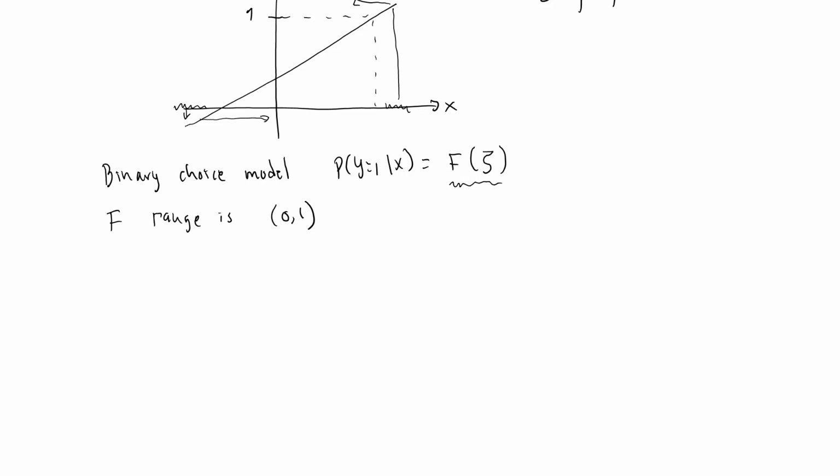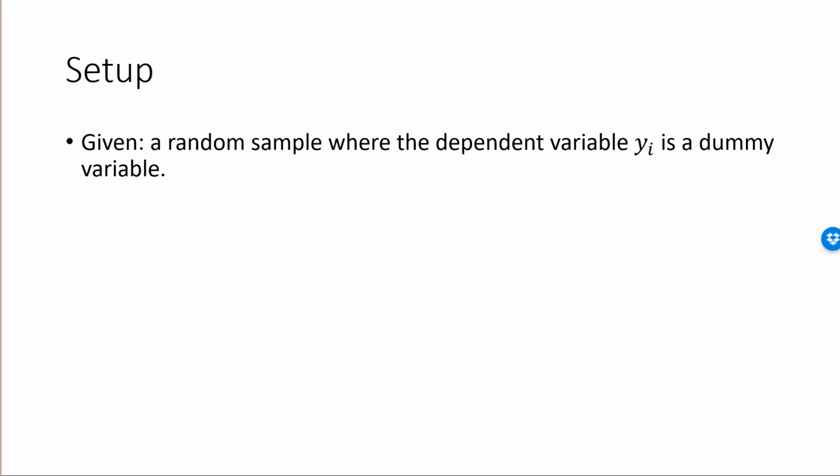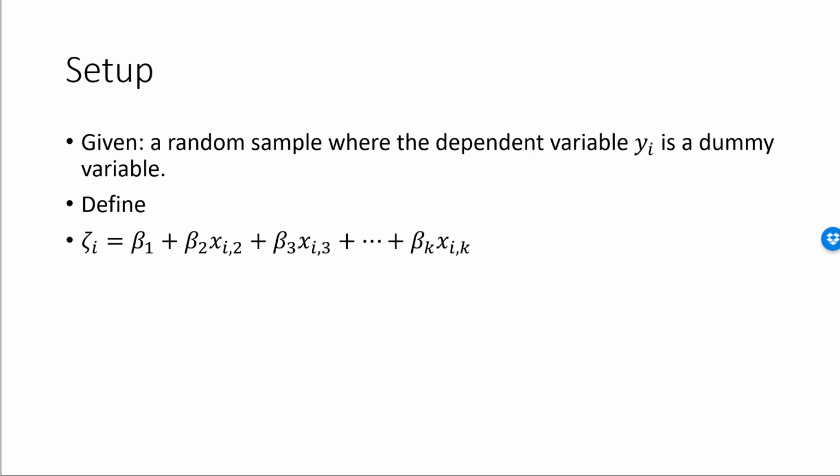But just to summarize what we have said so far, we now have a more general setup where I have a random sample. My dependent variable is a dummy variable. We can generalize this to more than one explanatory variable. So then we just define this zeta i simply as this linear function of all my explanatory variables. So the x data is observed, the beta parameters are unknown, and the zeta value is unknown as well.